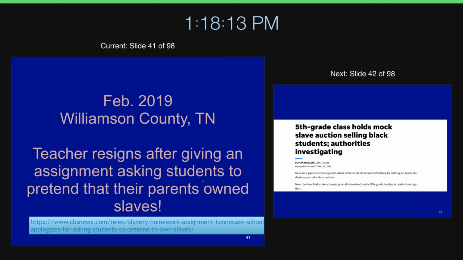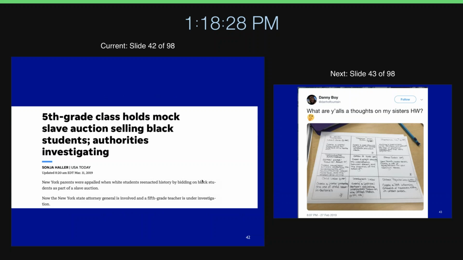A teacher in 2019, where I used to live near Nashville: teacher resigns after giving an assignment asking students to pretend that their parents owned slaves. Culturally assaultive. 5th grade class holds mock slave auction selling Black students. Authorities are investigating. May 2019.